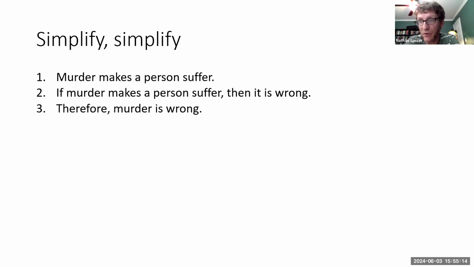Murder makes a person suffer. If murder makes a person suffer, then it's wrong. Therefore, murder is wrong. That's what the author is trying to say. Okay, this is really clear. It's really simple. It is logically valid. It's modus ponens. But now we're in a good position to ask ourselves the question, are the premises really true?